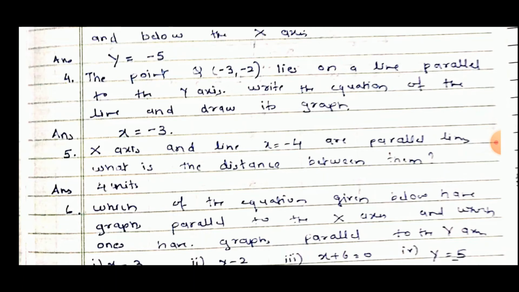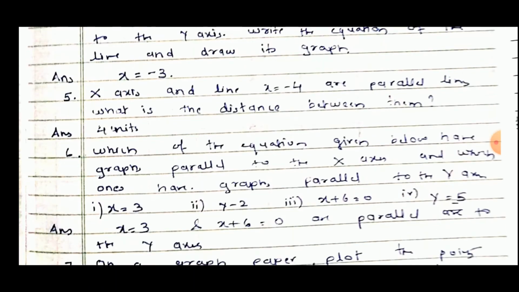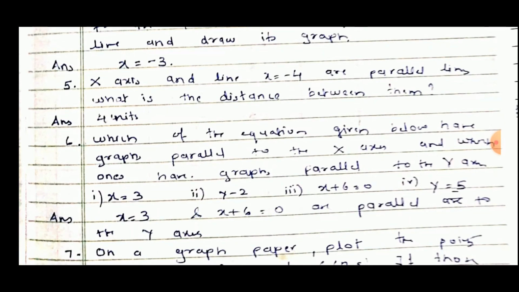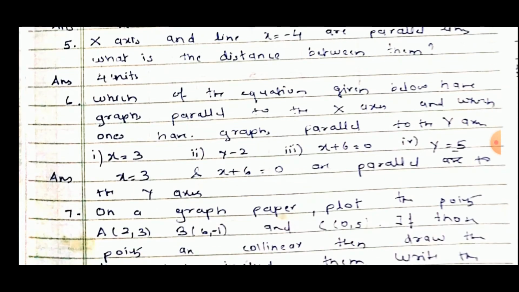Write which of the equations given below have graphs parallel to the x-axis and which ones have graphs parallel to the y-axis. So x is equal to 3 and x plus 6 is equal to 0 are parallel to the y-axis.